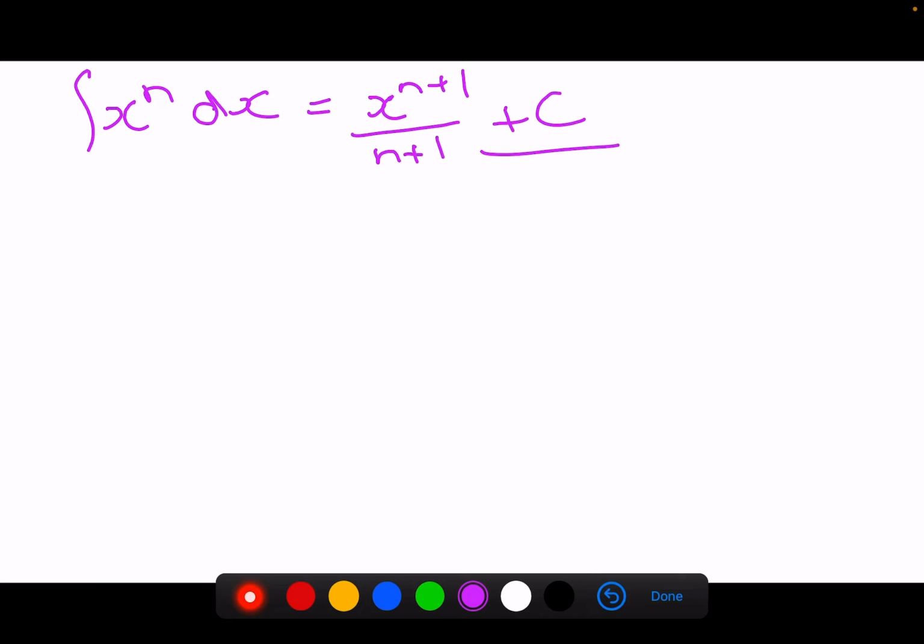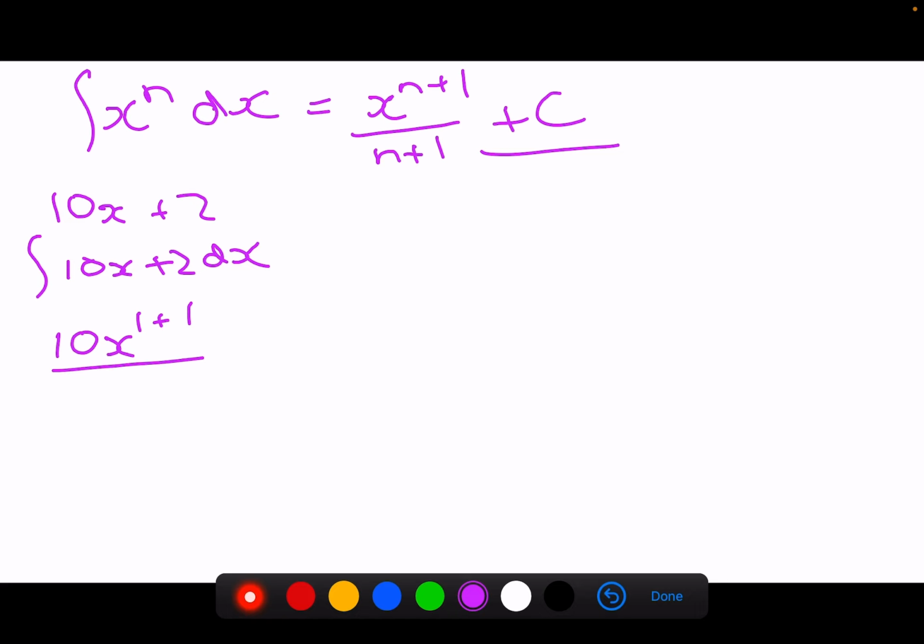So our first example is going to be 10x plus 2. So we're going to find the integral of 10x plus 2 dx. What we're going to do first is set this out, 10x. We're adding 1 to the power. It's just a power of 1, and adding 1 gives 1 plus 1, dividing by that new power, which is 1 plus 1. Now we're doing the 2.